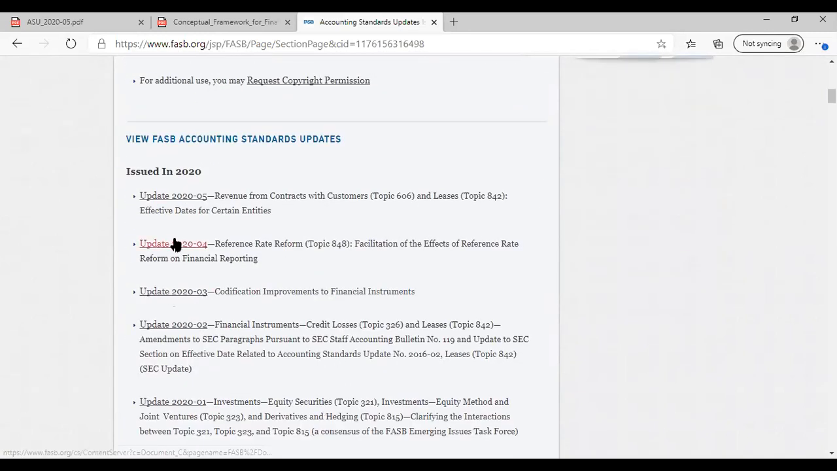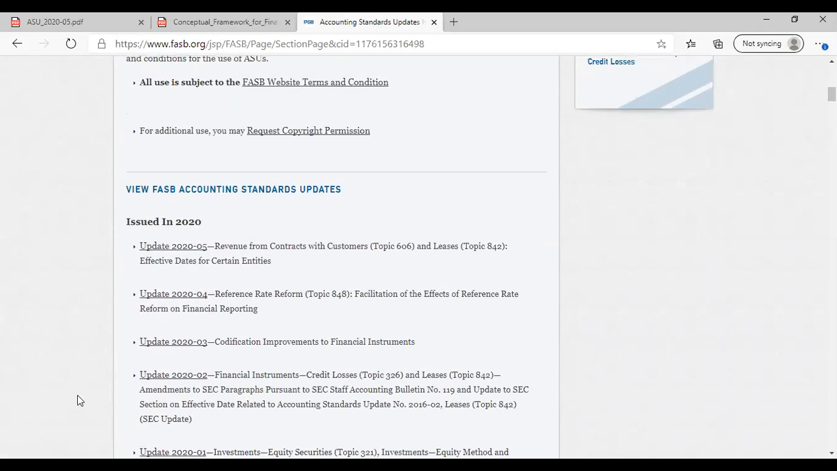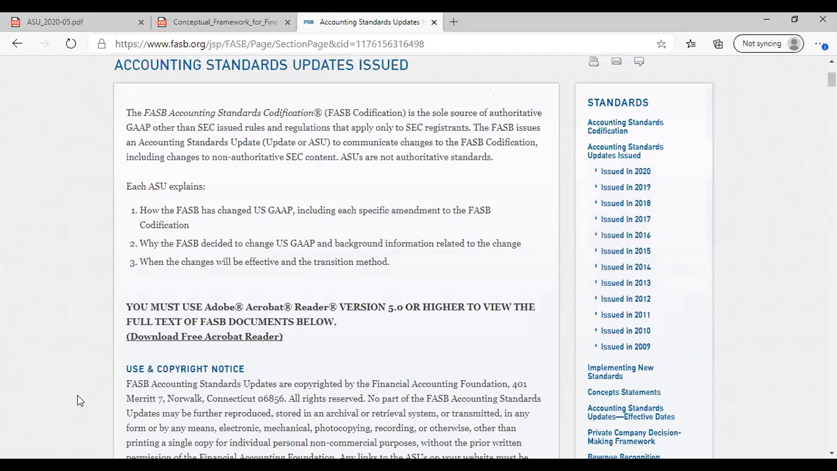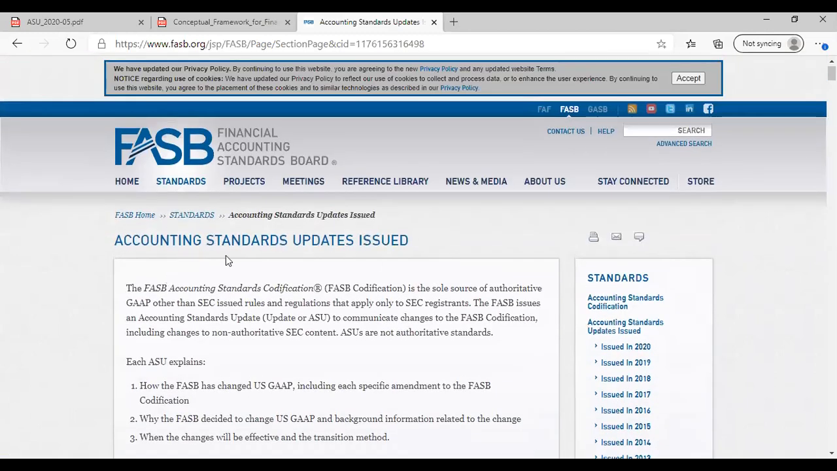Again, these are the ones that have happened this year so far. We had one in April of 2020. We had one in March of 2020. We had one in February of 2020. We had one in January of 2020 there. So we've already had some here in 2020. So those are, again, the accounting standards updates.